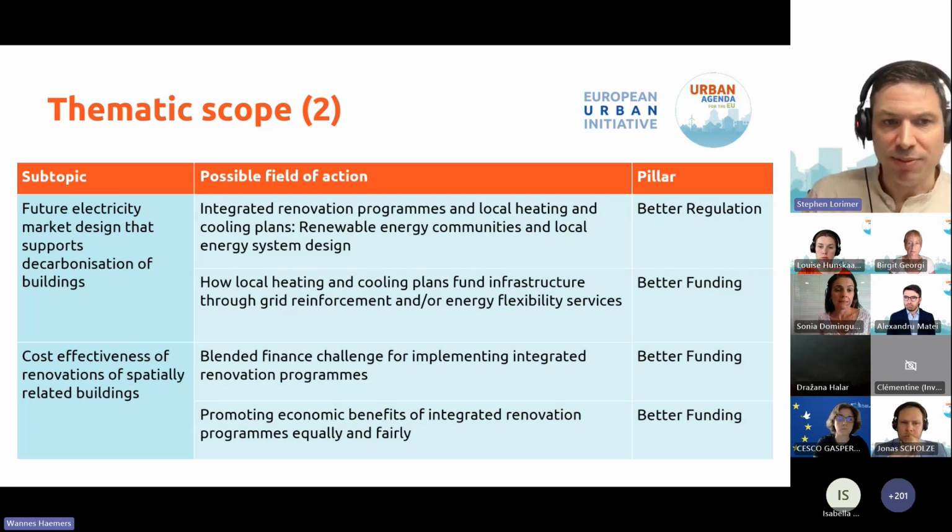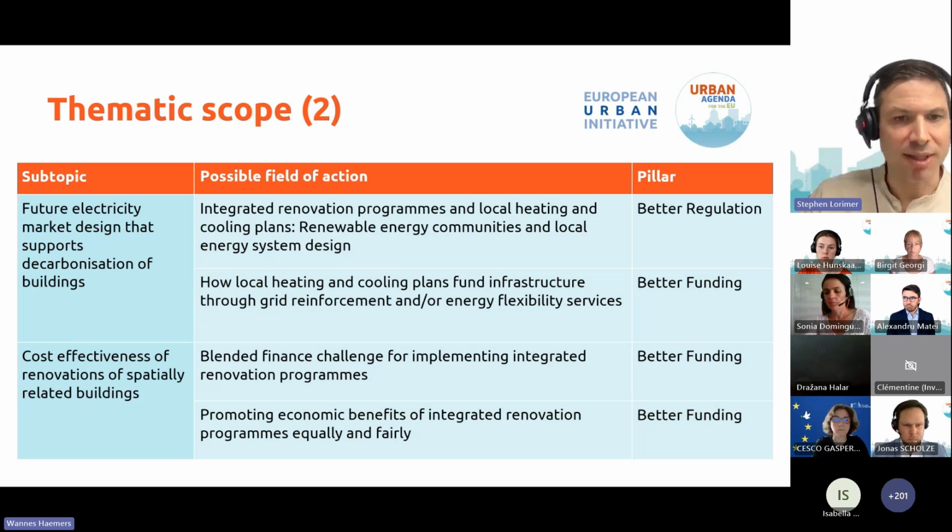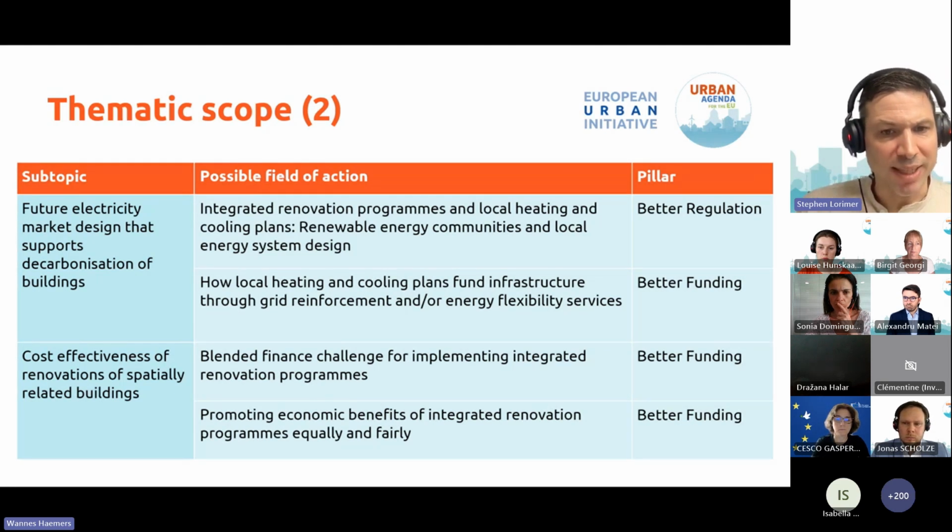The next subtopic really focuses on the market, every national market, but also there is future work coming within the Commission on the future electricity market design, and how you influence that in the future. Then communicating with renewable energy communities, which is one part of the Energy Performance of Buildings Directive that you have to take into account in creating your integrated renovation programs, and of course how those heating and cooling plans that are being designed by cities are implementing infrastructure.